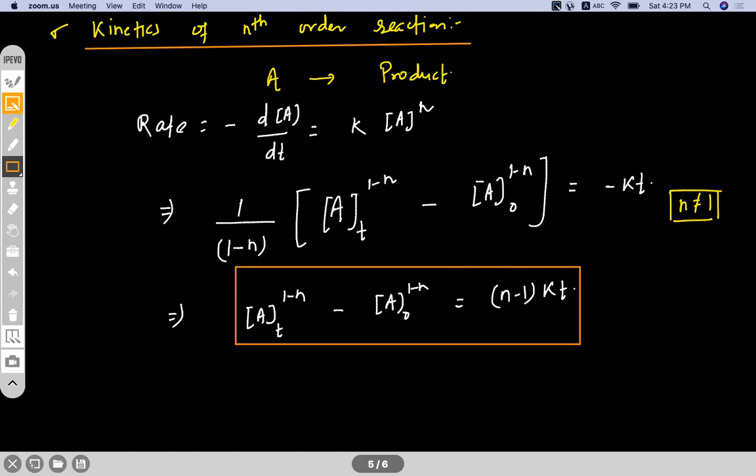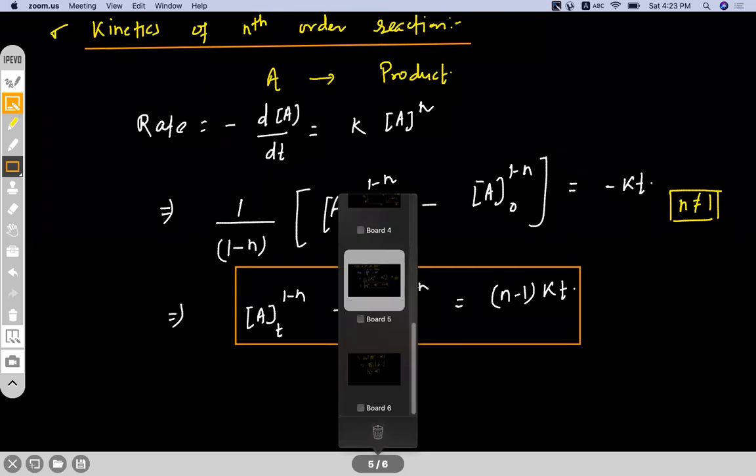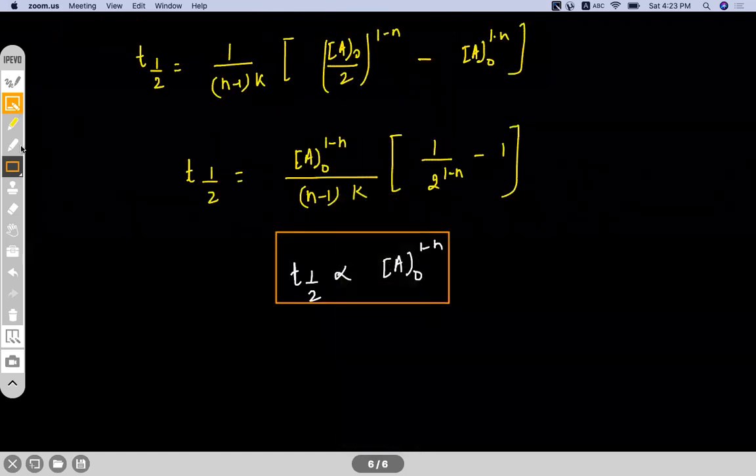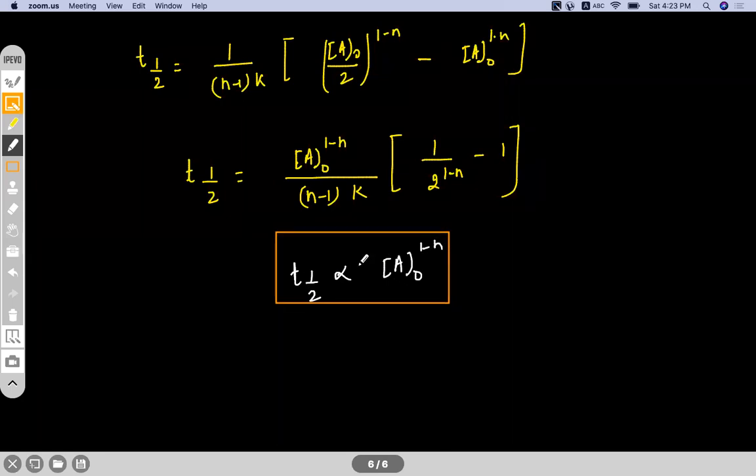Okay. So this is the expression we get, and you see T half is this. It is valid for all values of n here. You see, when n is 0, T half is directly proportional to initial concentration. N is equal to 1, it is independent. N is equal to 2, it is inversely proportional. Correct? So it is valid for all values of n.